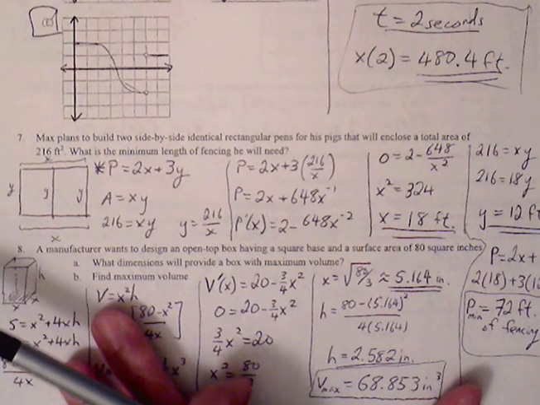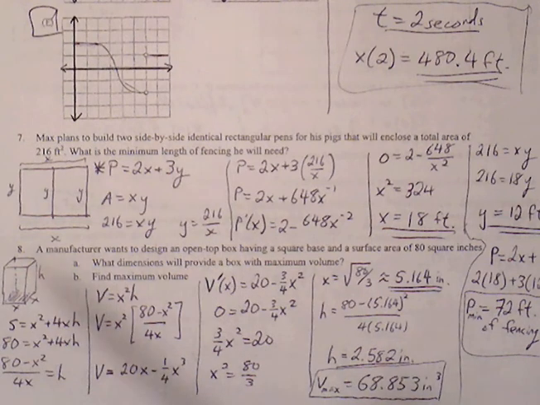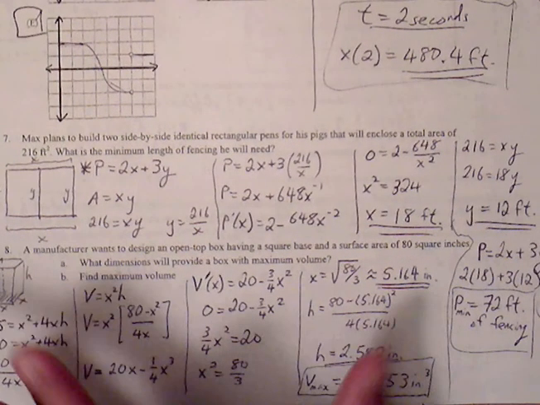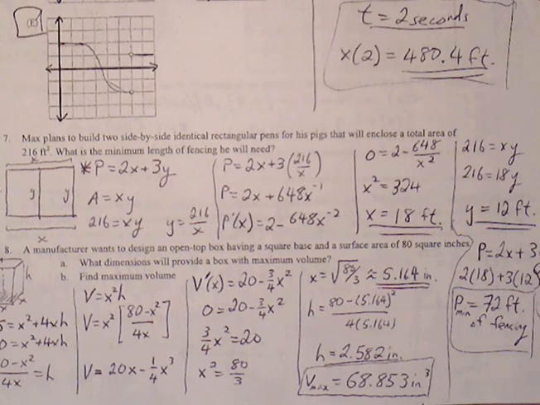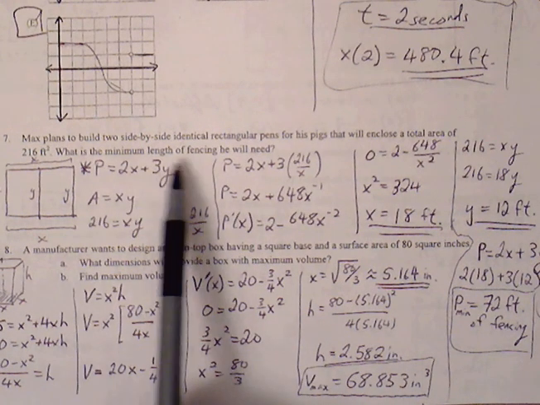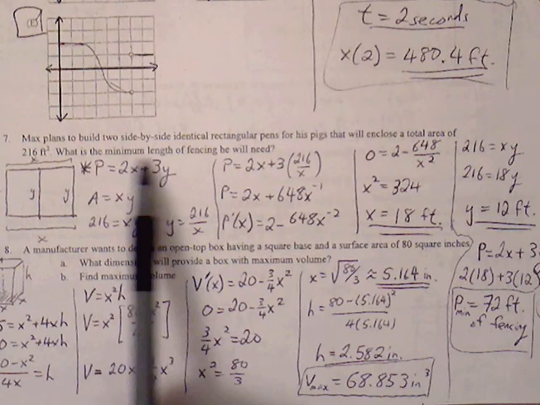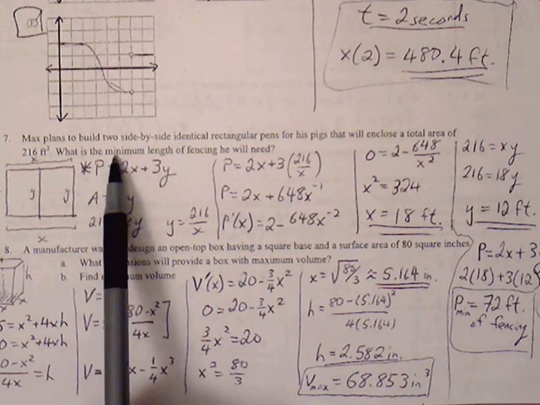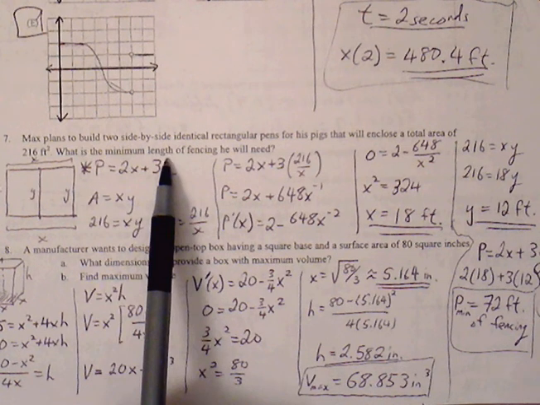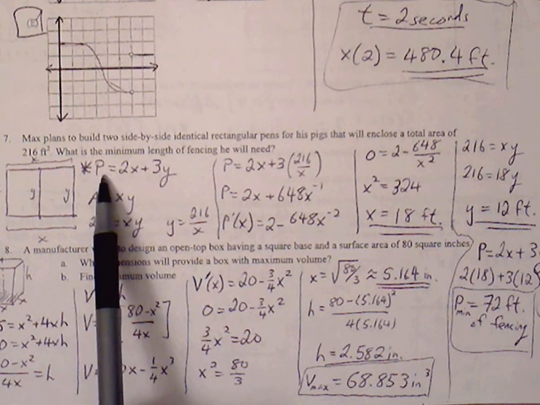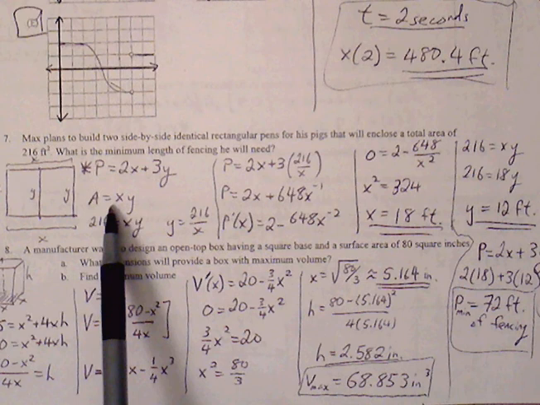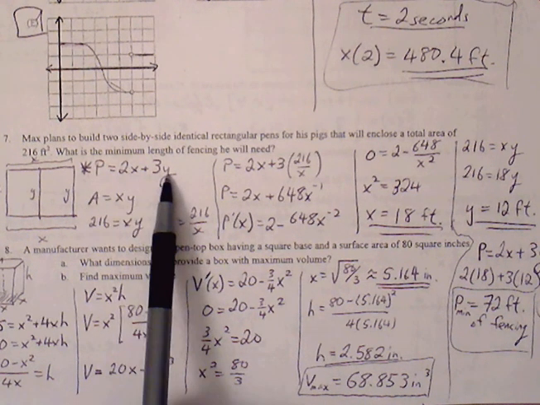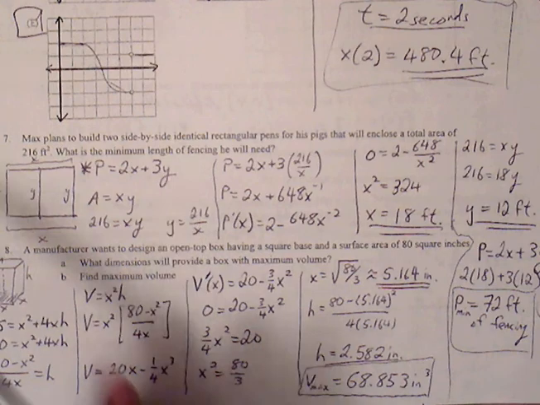Okay, number 7, Max plans to build 2 side-by-side identical rectangular pens for his pigs that will enclose a total area of 216 square feet. What is the minimum length of fencing he will need? So we're trying to optimize, trying to find the minimum perimeter. So we're trying to optimize perimeter, and we're going to use area to help us rewrite our equation in terms of just one variable.